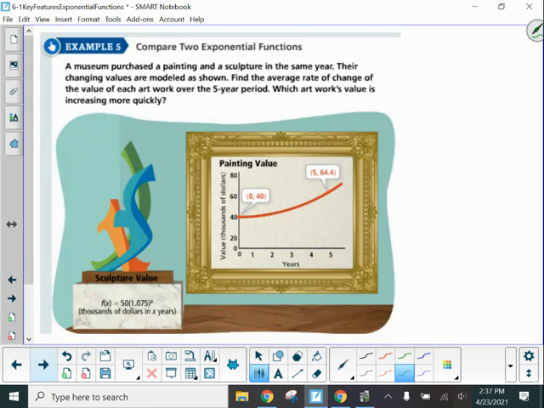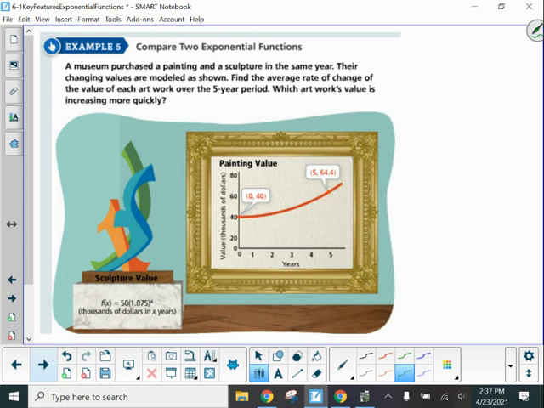So this brings us to our last example, and I'm going to go through some of the math for this. We have a museum that purchased a painting and a sculpture in the same year. Their changing values are modeled here. Notice both of these are increasing. You can see the sculpture, we have an equation here. Its growth factor is 7.5%. This one, we don't actually know the growth factor because it just gives us the equation, but we can see that it is going up, so it is growing. We could calculate the growth factor for that, but I'm not going to worry about that at the moment.